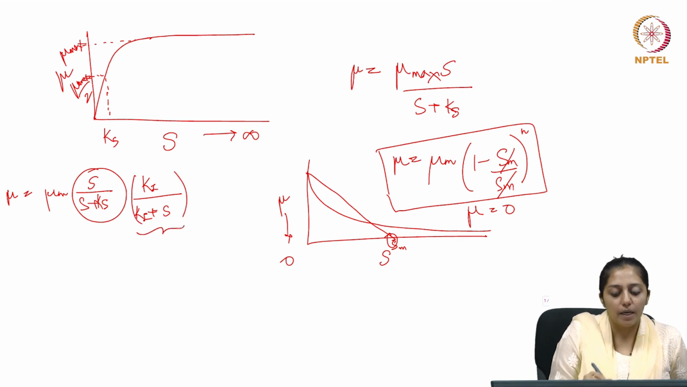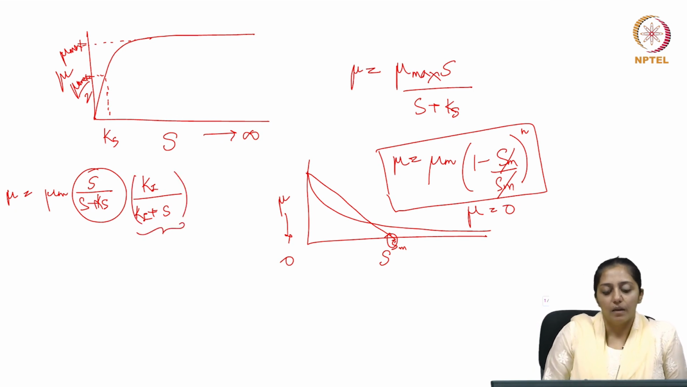This was your inhibition term. Now, one I have already explained, which is called Luong's model, is a well known model which is used to determine substrate inhibition kinetics when there is a defined substrate concentration at which the specific growth rate becomes 0, which means complete inhibition is happening.